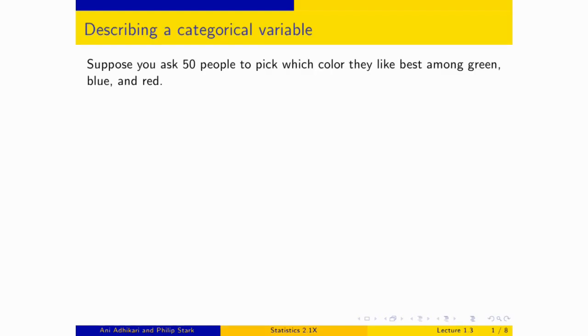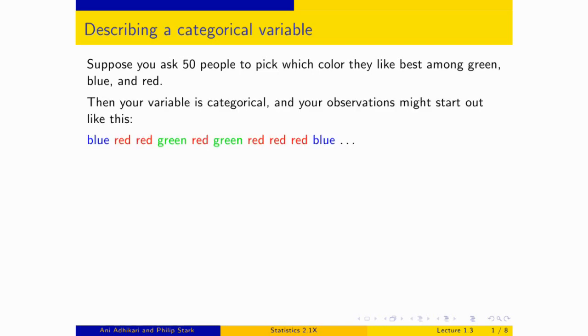Suppose you ask 50 people to pick which of the 3 colors they like best from among green, blue, and red. So I'm not saying ask them what their favorite color is, because they'll tell you purple or mauve or whatever. Just ask them a simple question, green, blue, and red. Which do you pick? And make them pick one. And then your data might look like a string of blue, red, red, green, red, etc. Your variable is categorical, and you will have 50 values, each of which is either red, blue, or green.